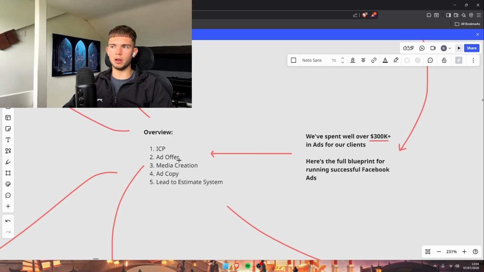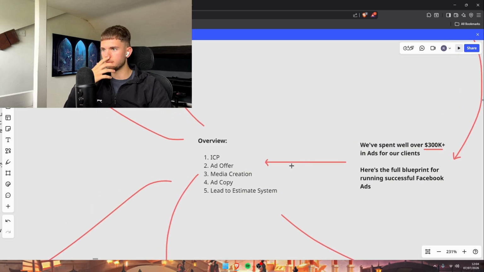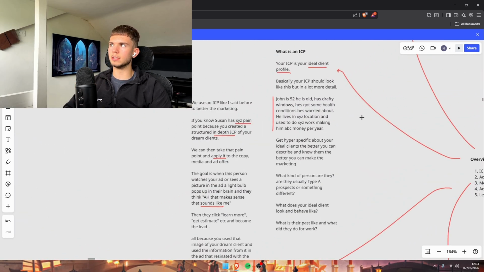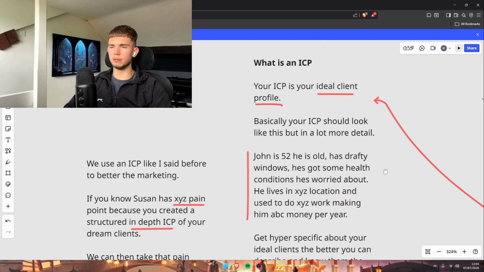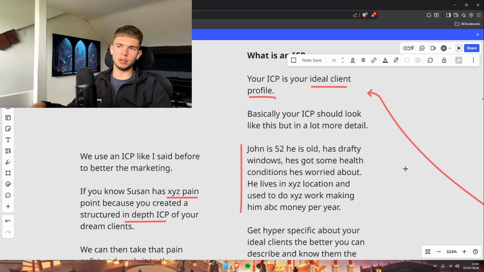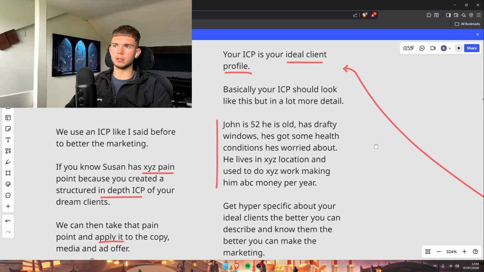We're going to be talking about your ad offer, the media creation side, what the actual ad copy says, and then how our leads convert to estimates. And so we'll start with our ICP. Very simple. Your ICP is your ideal client profile. Basically, your ICP should look like this, but in a lot more detail.